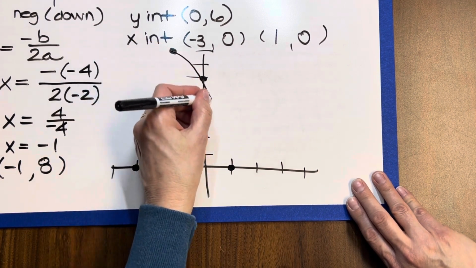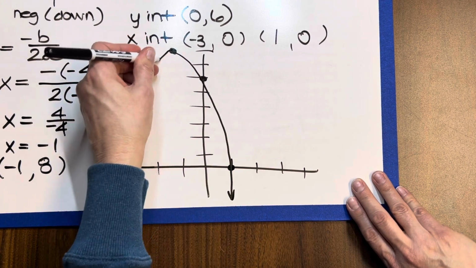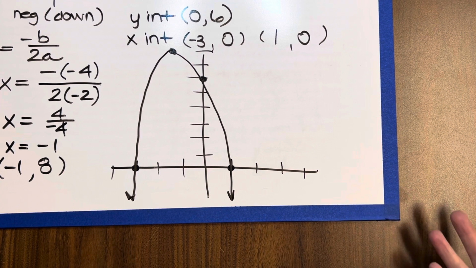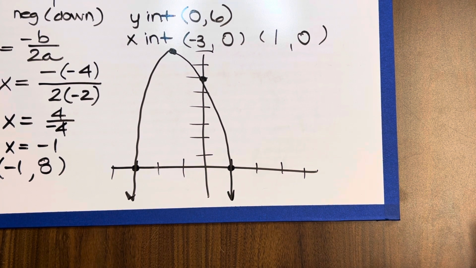So now I'm just going to sketch them. Remember, our graph is going down because of that negative a value. And here is my parabola completely graphed using all of my special values.